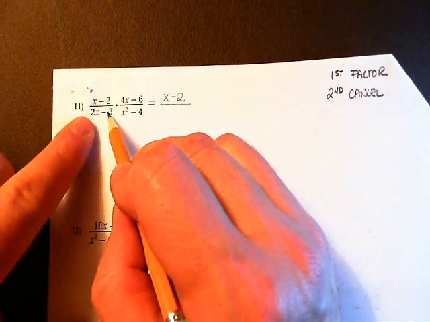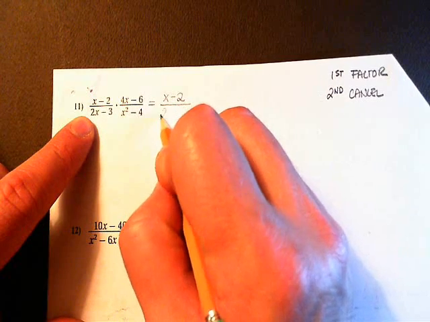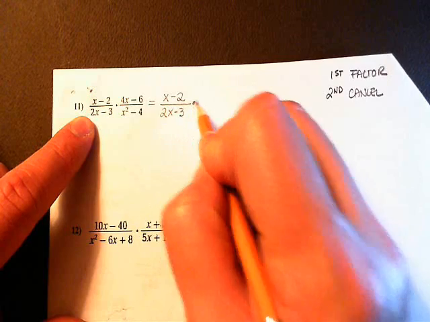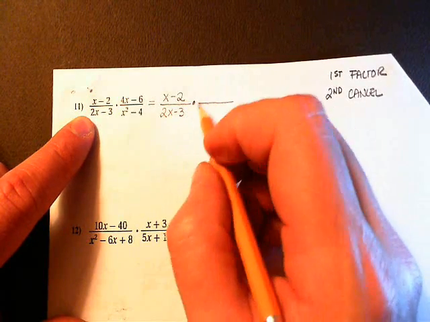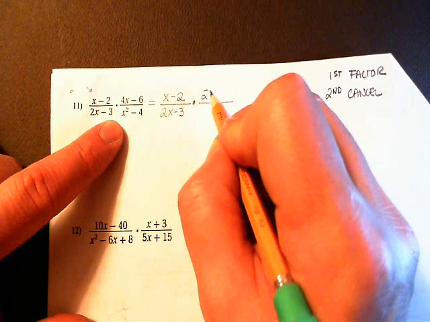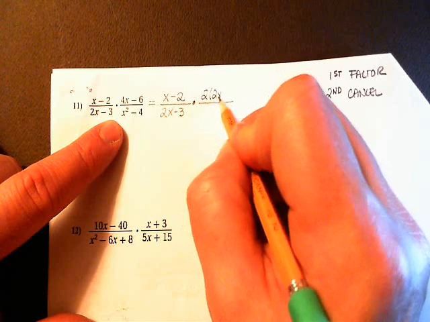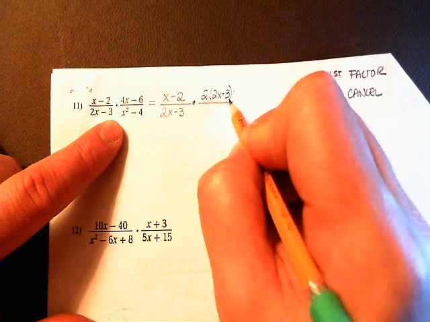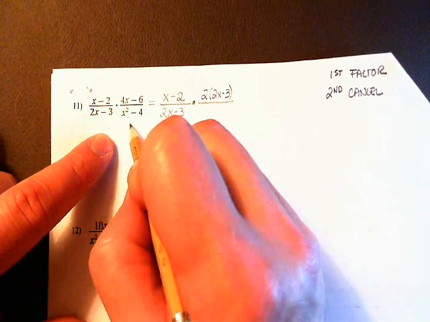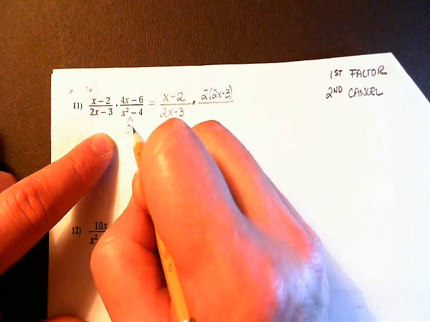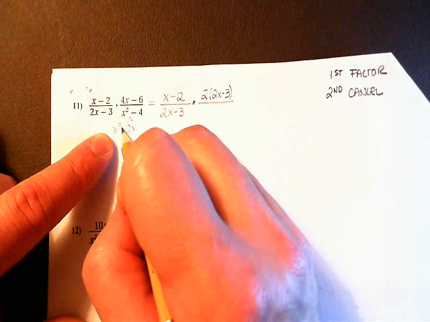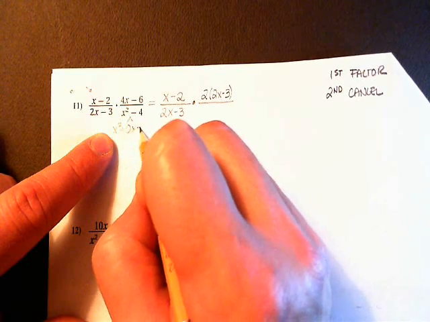Same question on the bottom. Can I factor anything? The answer is no. So I just copy. Okay. Times. Can I factor anything on the top? The answer is yes, a 2. This becomes 2x minus 3. And on the bottom, I see I have an x squared minus 4. So what I'm going to do is add a 0x. So this becomes x squared plus 0x minus 4.